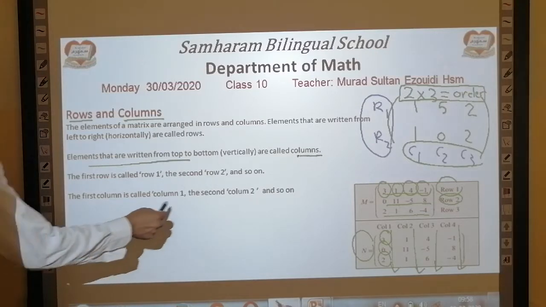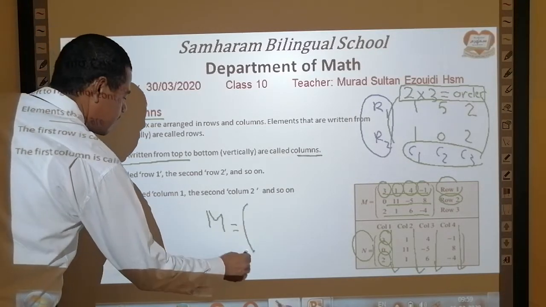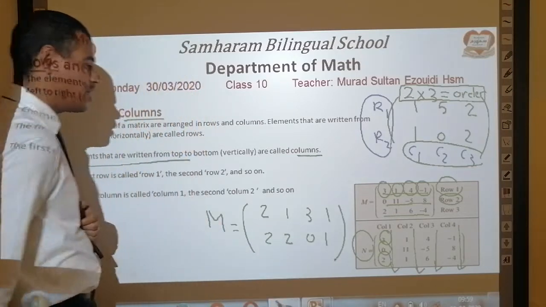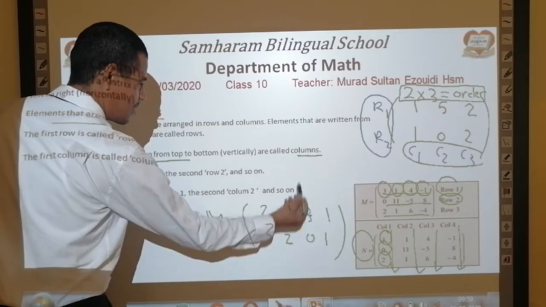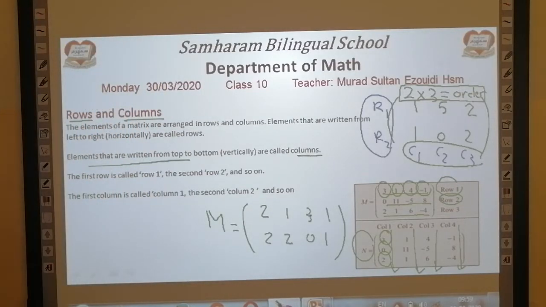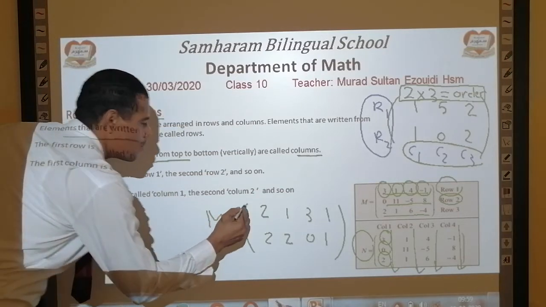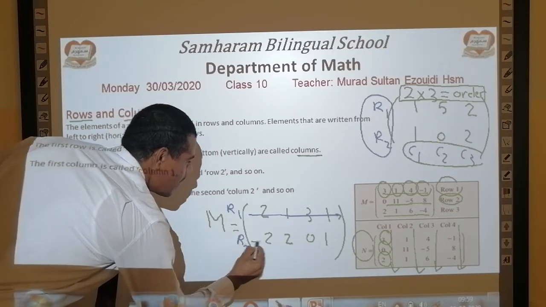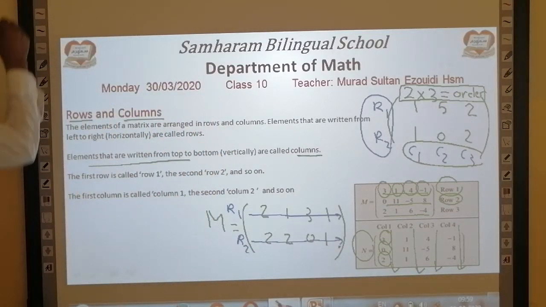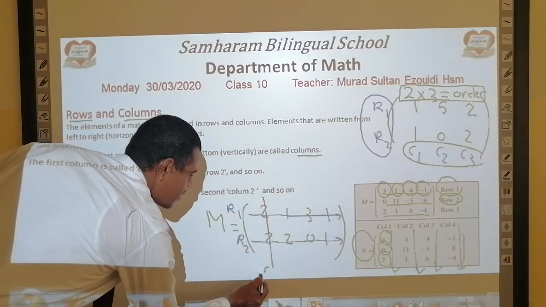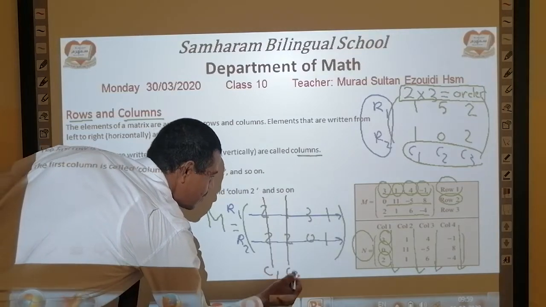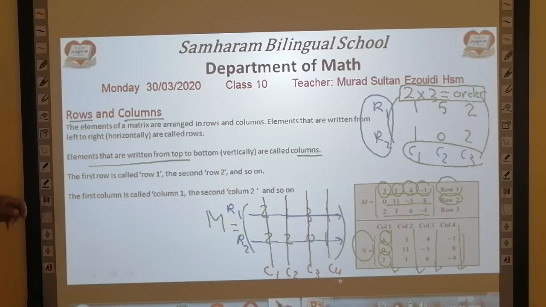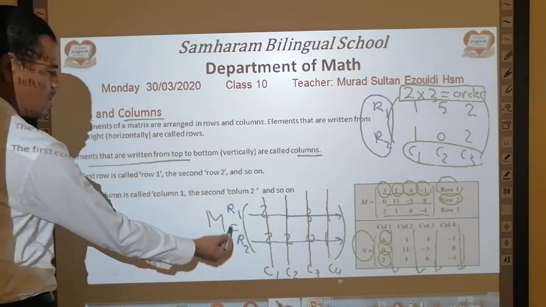For example, matrix M: 2, 1, 3, 1, 2, 2, 0, 1. This is a matrix consisting of 2 rows and how many columns? 4 columns. The first row is called row number 1. This is row number 1, my kids, and this one is row number 2. Let's see the columns now. This one is column 1. This one is C2, or column 2. This is C3. And this one is C4, and so on. The first row is called row 1, the second row, and so on.